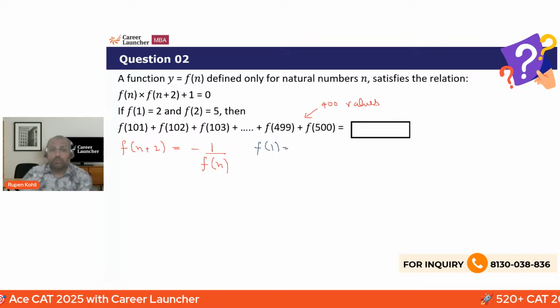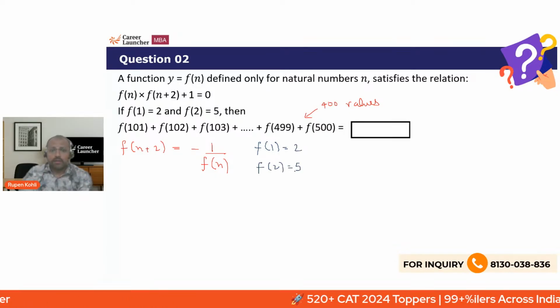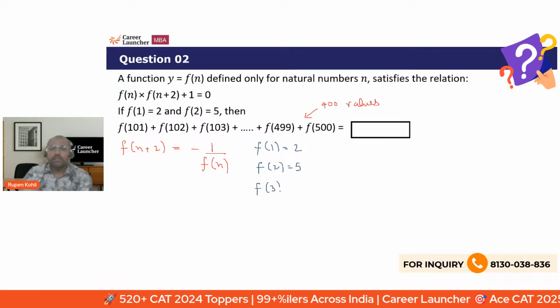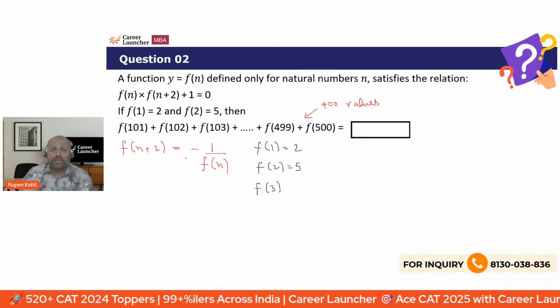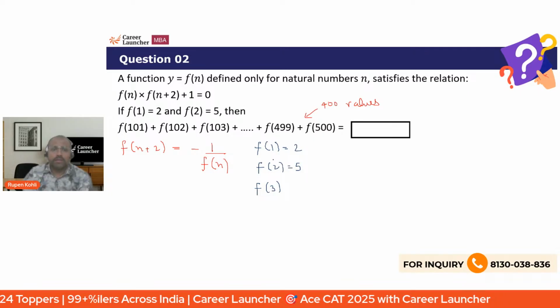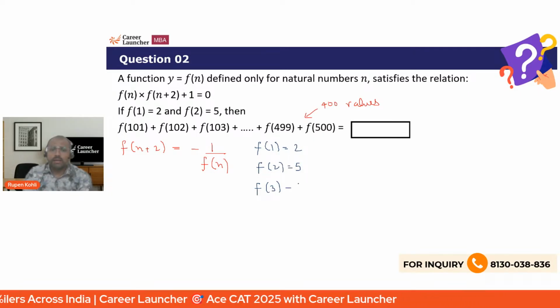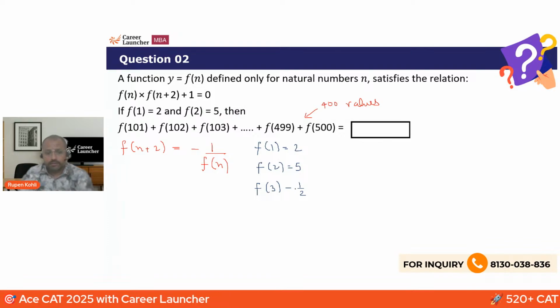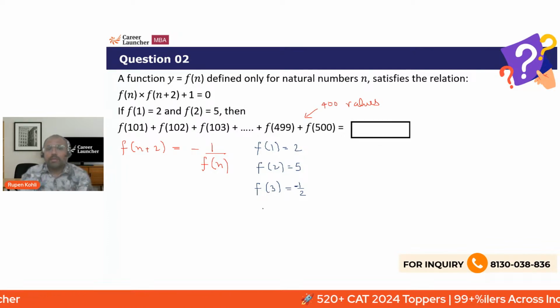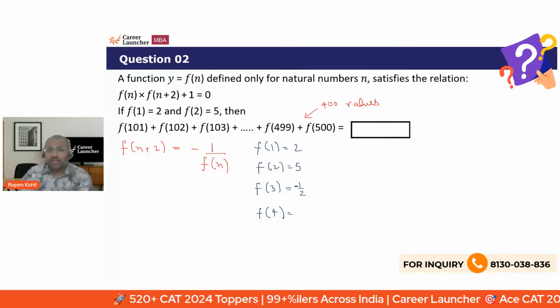f of 1 is 2, f of 2 is 5. Further, using this relation, what is f of 3? So putting n as 1 in this, f of 3 is minus 1 by f of 1. So it's simply minus 1 by 2 or minus 0.5, right? f of 3 is minus 1 by 2. Likewise, f of 4 is minus 1 by f of 2.